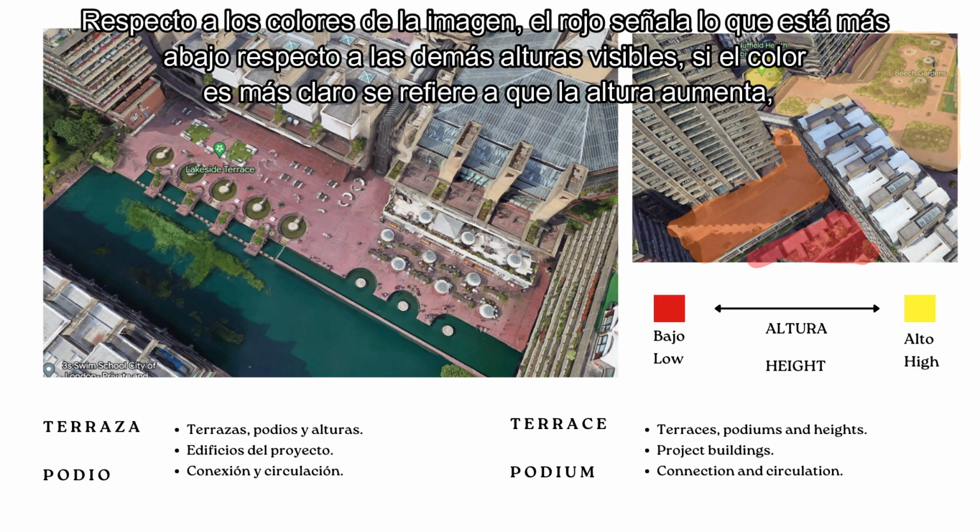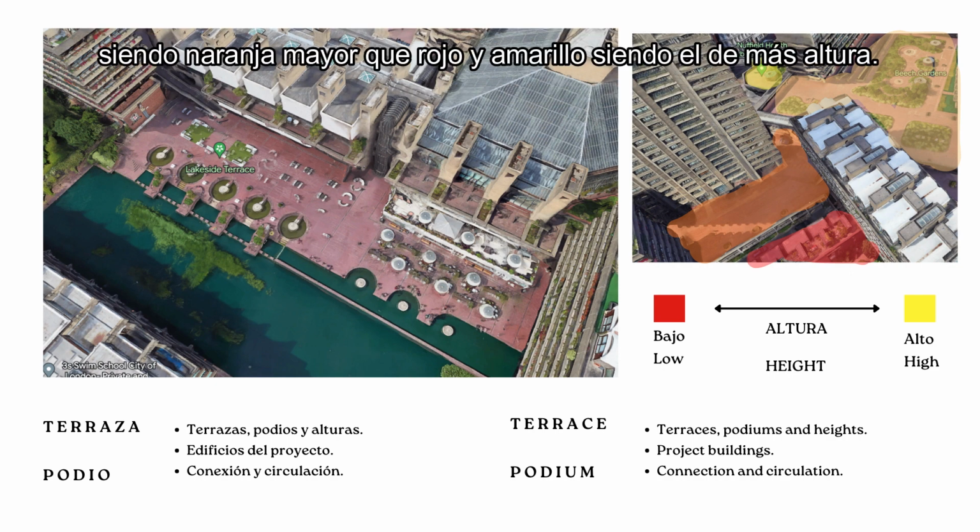Regarding the colors of the image, red indicates that it's lower than the other visible heights. If the color is lighter, it means that the height increases. Orange being higher than red, and yellow being the highest.